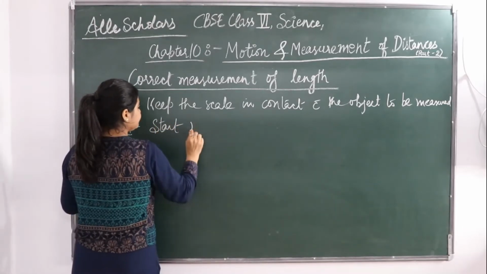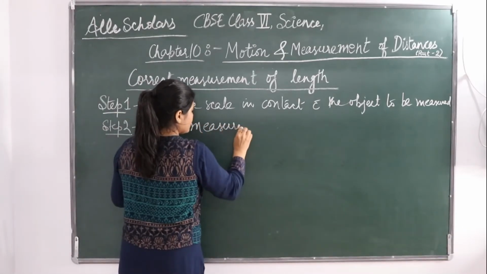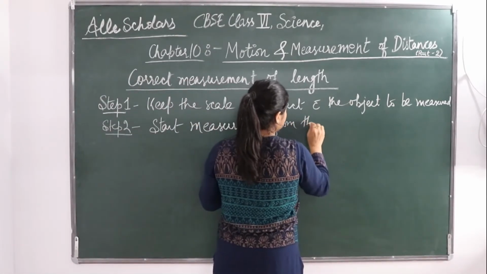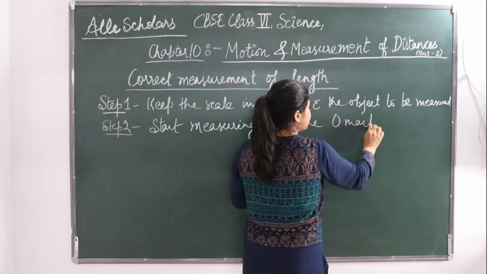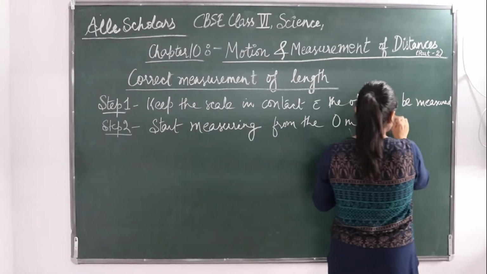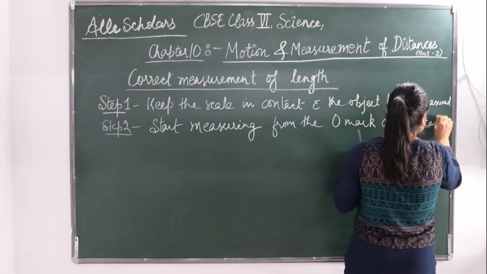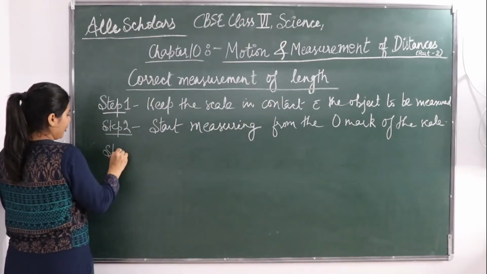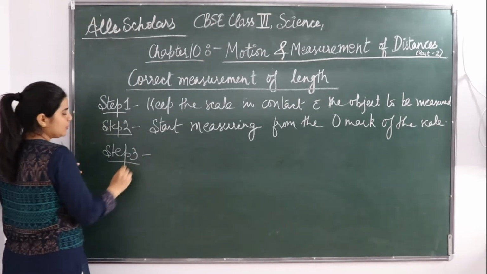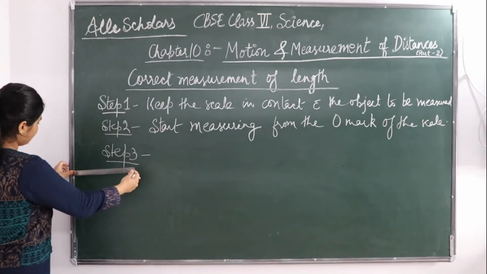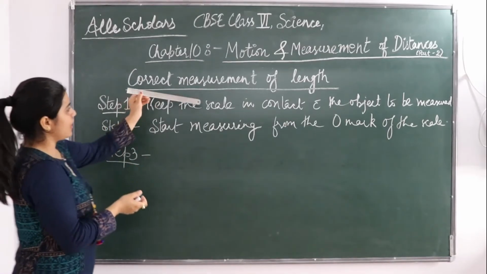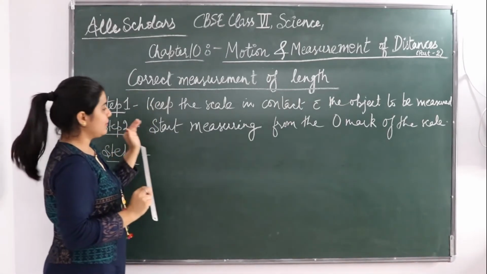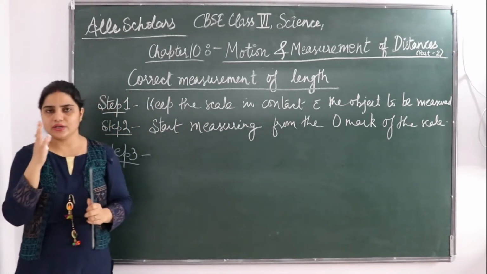Start measuring from the 0 mark of a scale. Scale, tape, whatever you are using, 0 mark of the scale. Okay, so this is very important. If you want to measure it, measure from 0. You cannot measure, suppose you have to measure this line, you cannot start measuring from here, from 4 or any other thing. You have to start measuring from 0, and if 0 is not there, I will be telling you what you have to do.